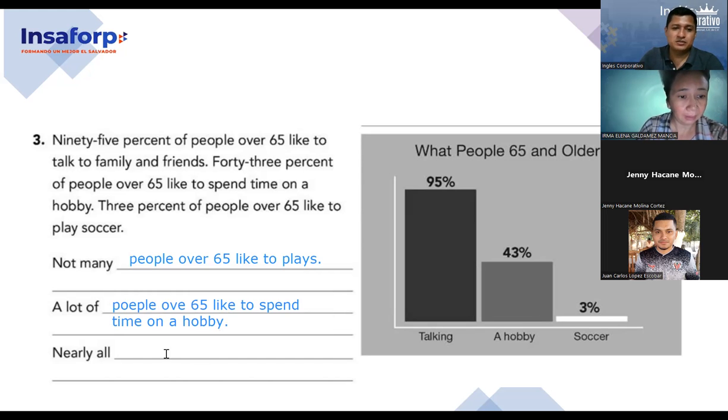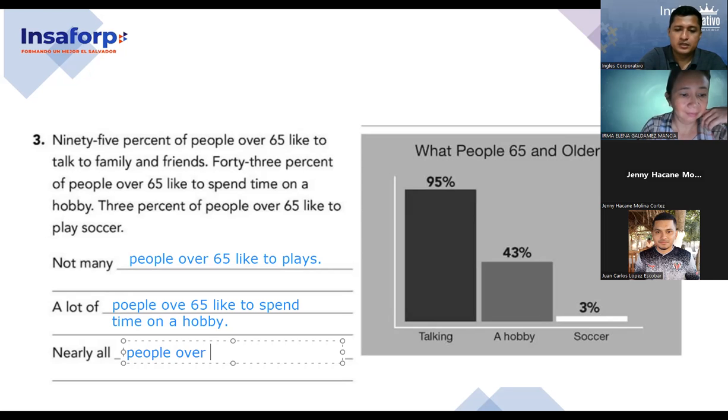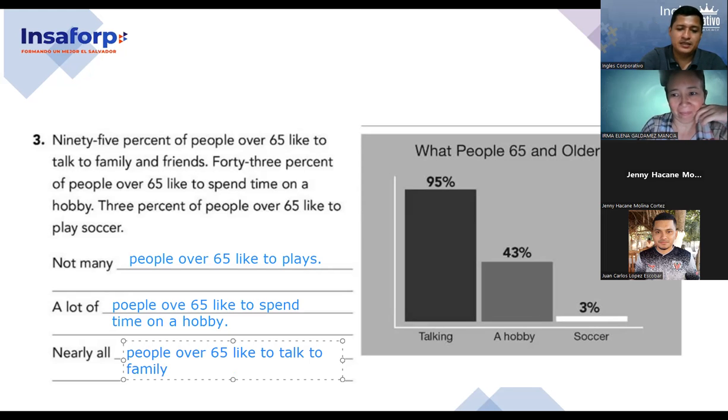And the last one is going to be like this one, right? People over 65 like to talk. So they get talkative. Oh yes. Yes, yes. They get up pretty much early in the morning at 4. That's what they do.